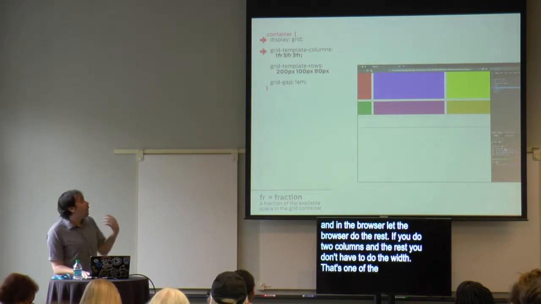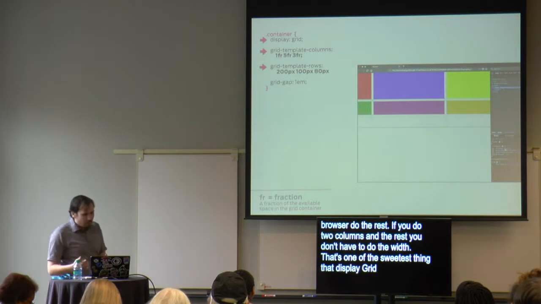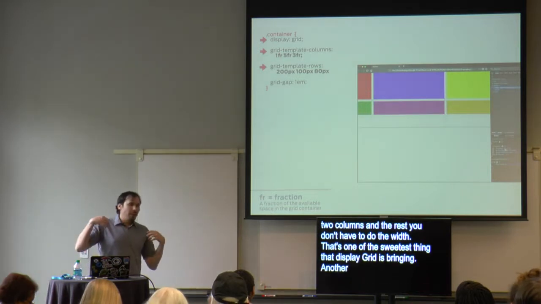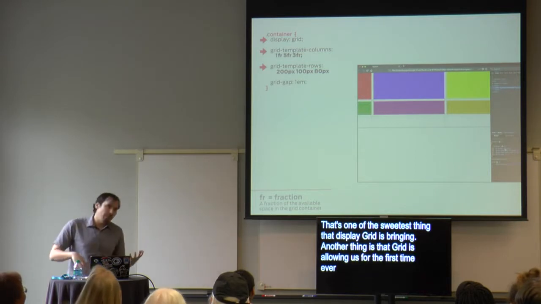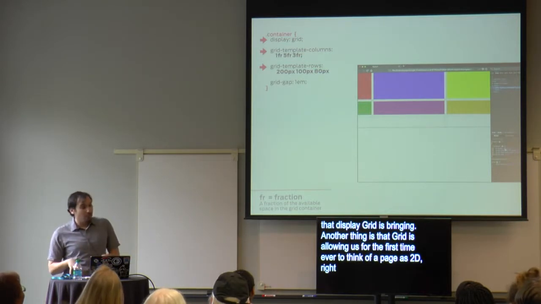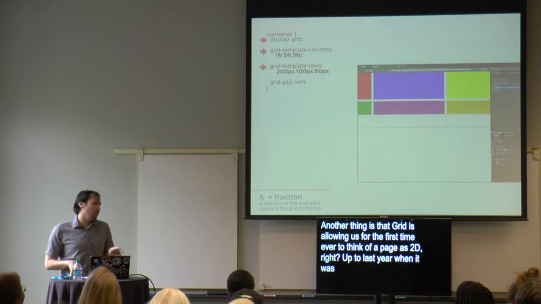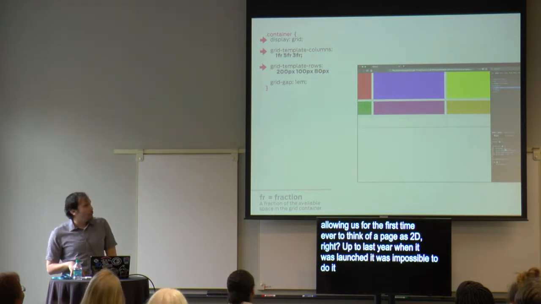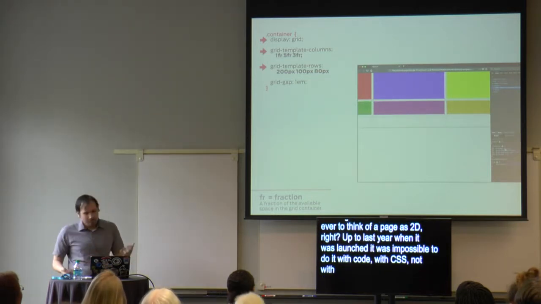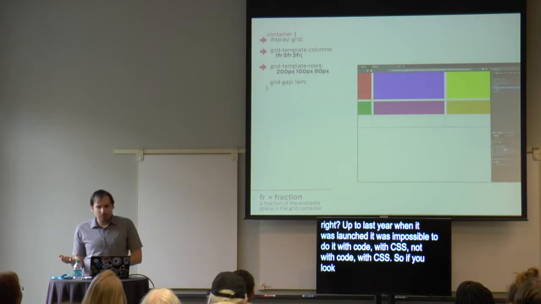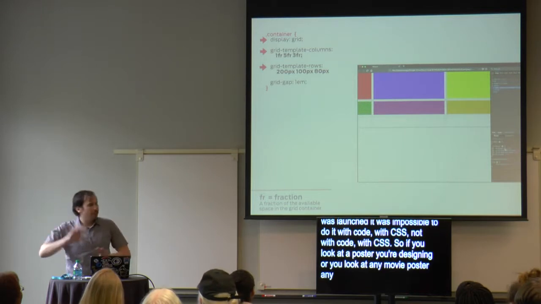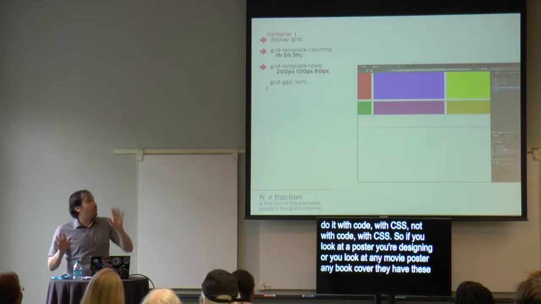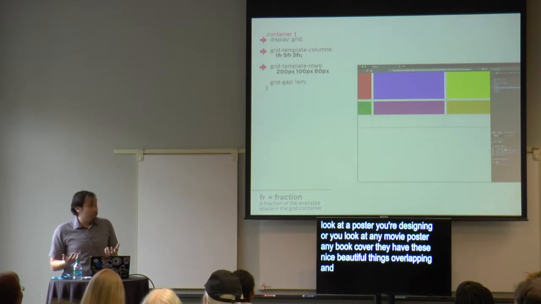Another amazing thing is Grid allows us for the first time ever to think of a page as two-dimensional, right? Up to last year when it was launched, it was impossible to do with CSS. If you look at a poster you're designing, or any movie poster, any book cover, they have these nice, beautiful things overlapping, and they can move stuff around. But with the web, it was really, really hard.